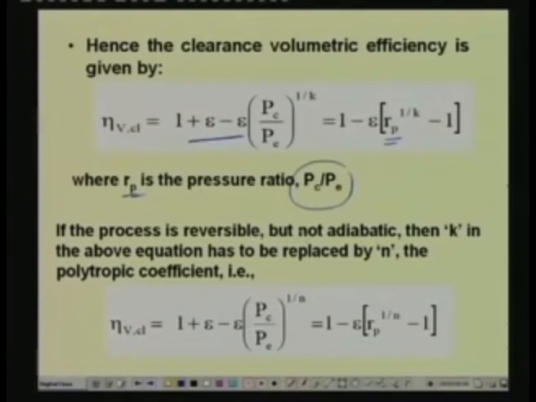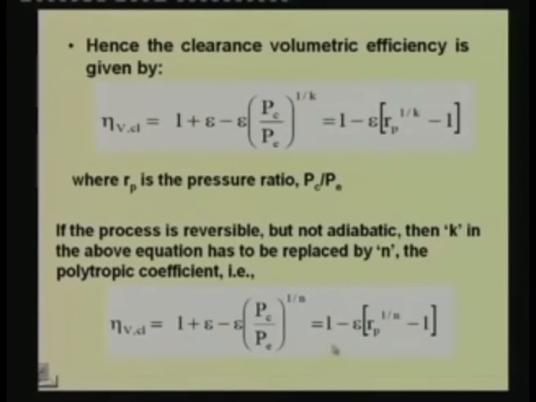And if the process is reversible, as I have already explained, but not adiabatic, then k has to be replaced by a polytropic index n. So for any reversible process, this is the expression for clearance volumetric efficiency.